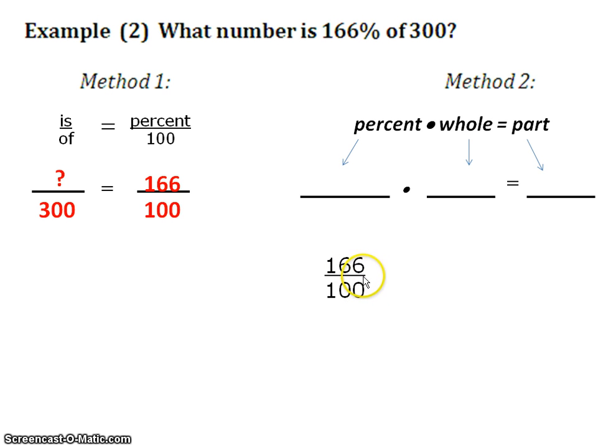Now remember, the fraction bar means division. So to convert this into a decimal, remember we take 166 divided by 100. We can write that answer in this blank. Then we will multiply that by the whole to calculate the part. Please do that.